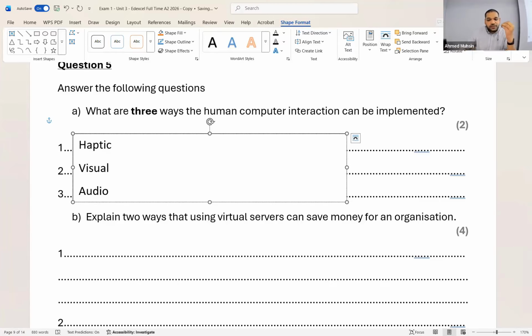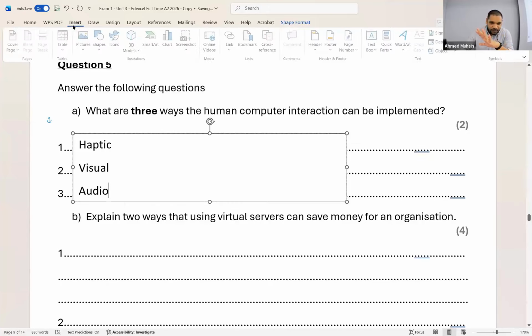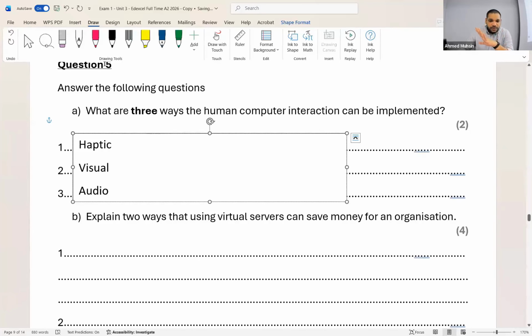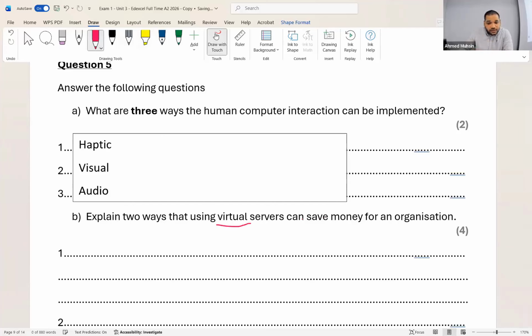Explain 2 ways that using virtual servers can save money for an organization. Wait, stop here for a second, everybody. What are we talking about? Underline and tell me. We are talking about using what? Using virtual servers. In terms of what? In terms of saving money. All your answers here should be connected to what? Connected to saving money. Okay, everybody, what are we talking about? Virtual servers, and we're talking about them in terms of saving money. Okay, right. Now let's start writing, guys.